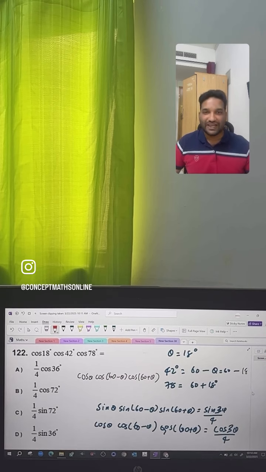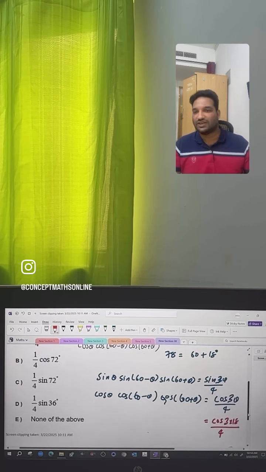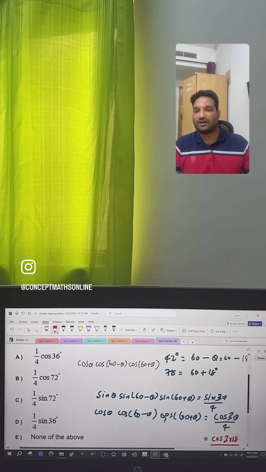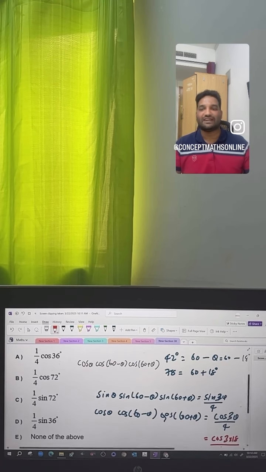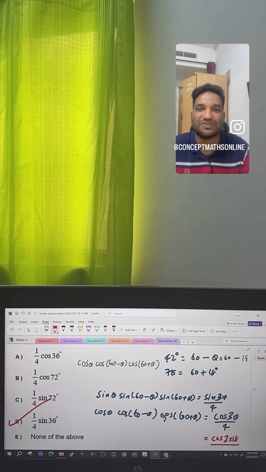So you have to use the complementary property again. Cos 54 is sin of 90 minus 54, which is sin 36, so sin 36 by 4 is the answer. Lastly we used the complementary form: sin 90 minus theta is cos theta. Clear?